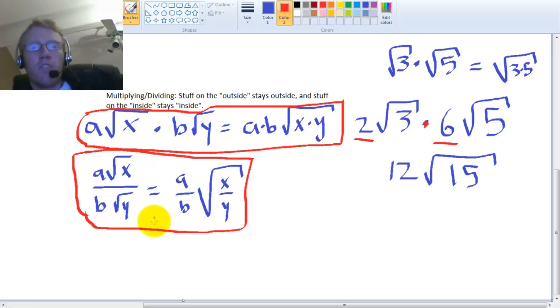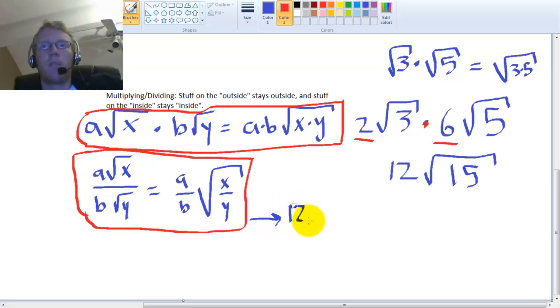Okay, how about when you divide? So dividing is pretty much the same as multiplying in terms of keeping stuff on the outside outside, keeping stuff on the inside inside. So whatever your two numbers were that were in front of the square root symbols, you divide those two numbers, but you keep them on the outside of the square root. And whatever numbers you had underneath the square root symbols, you divide them, but you keep them under the square root symbol. So an example of this one is going to be, let's do 12 root 18 over 4 root 2.